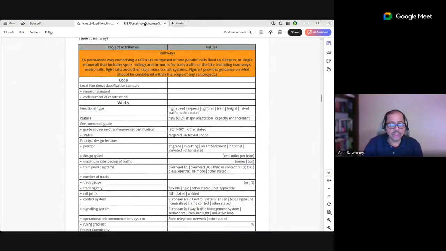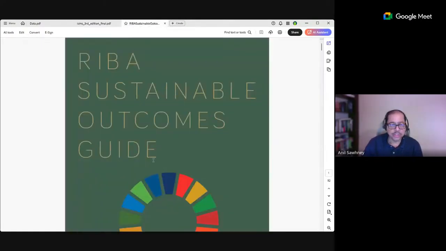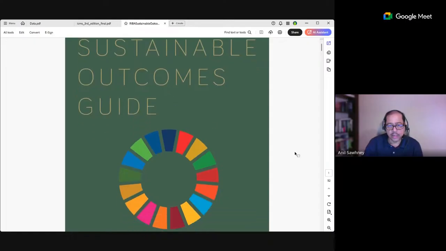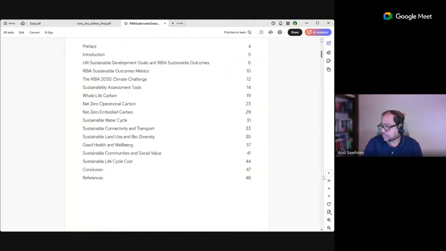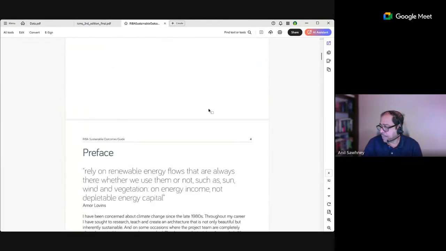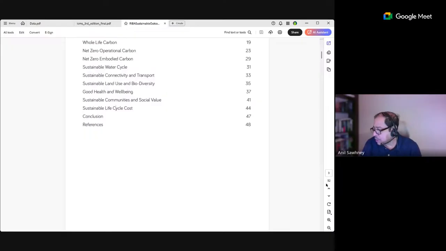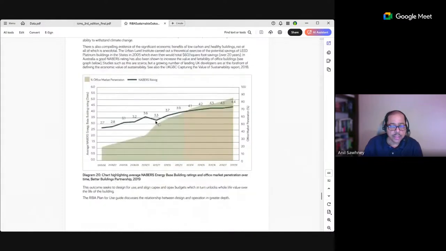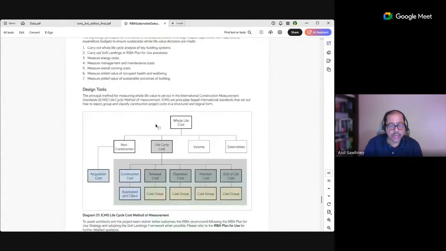If I can jump to this, I hope you can see this. How are organizations using ICMS? One great example that I always try to use is this RIBA Sustainable Outcomes Guide, the Royal Institute of British Architects guide. In this, you will see that for doing life cycle costs, they have adopted the ICMS scheme.